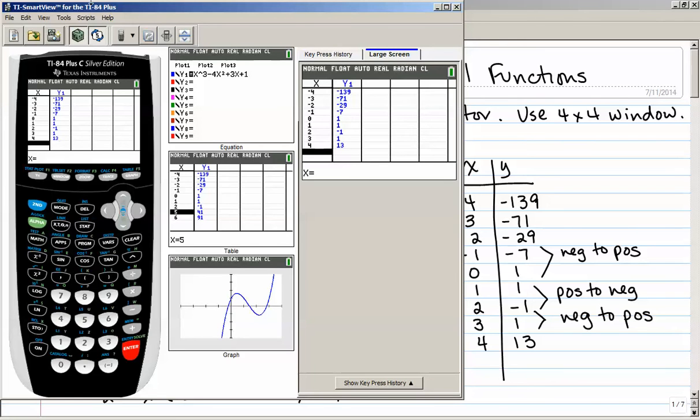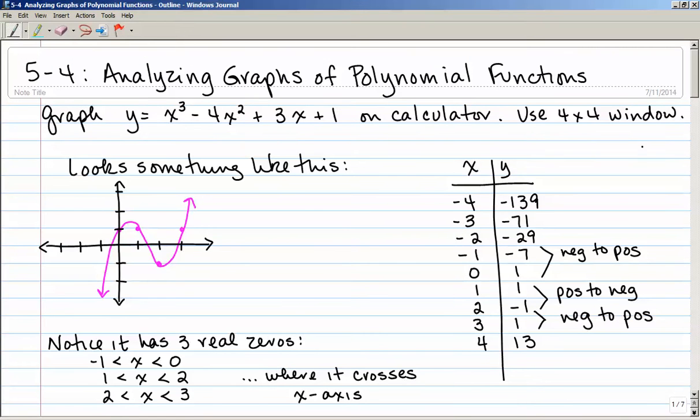Okay, so there are my values of y. I'll look at this one here. My values of y for x equals -4 to 4. And so I've copied that table here. Notice that it has 3 real zeros. One of the real zeros is between x equals -1 and x equals 0. That would be this point right here. It has another real zero between x equals 1 and x equals 2. And then it has another real zero between x equals 2 and x equals 3.